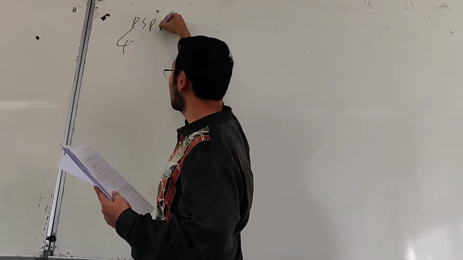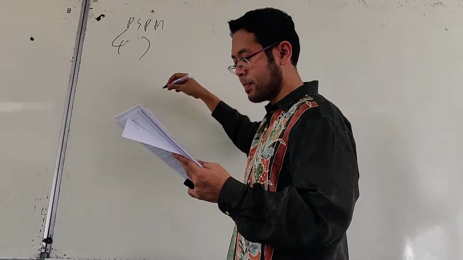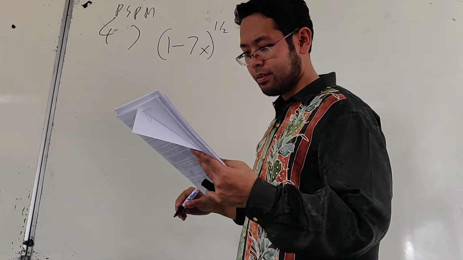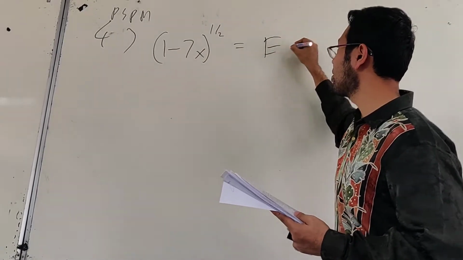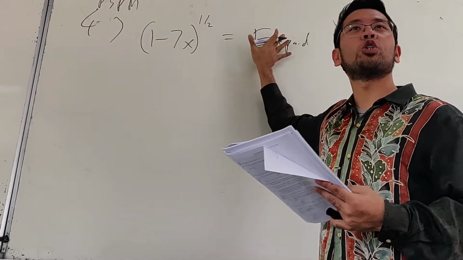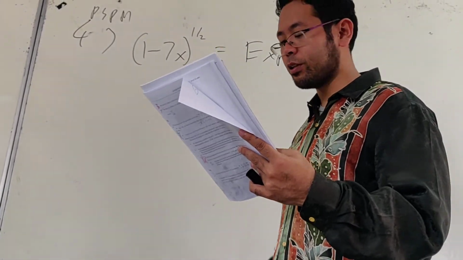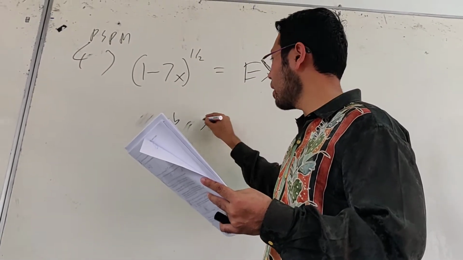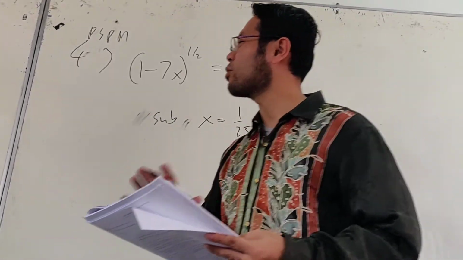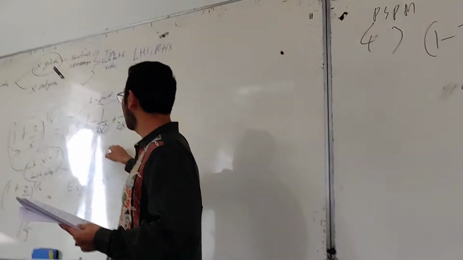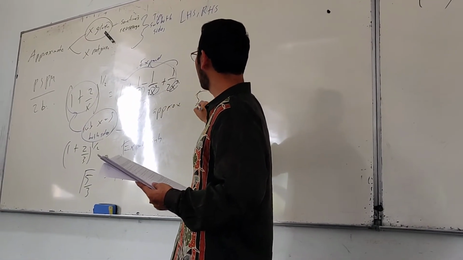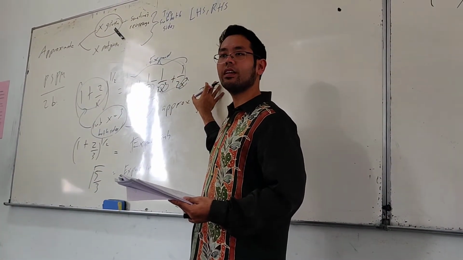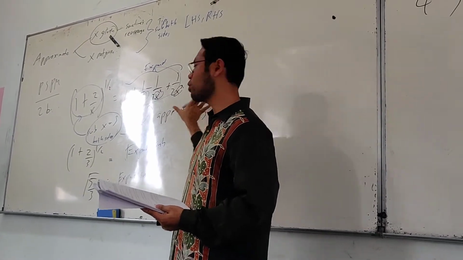For PSPM, you're given 1 minus 7x to the power of half. So the right side, we got to expand. Okay, I'm just going to cut it short over here. And we need to substitute x equals to 1 over 25. Okay, sorry, I missed one thing. The question asks you to approximate the square root of 5 over 3. So we got this straight away. They asked us to sub x equals to 3 to approximate this question.